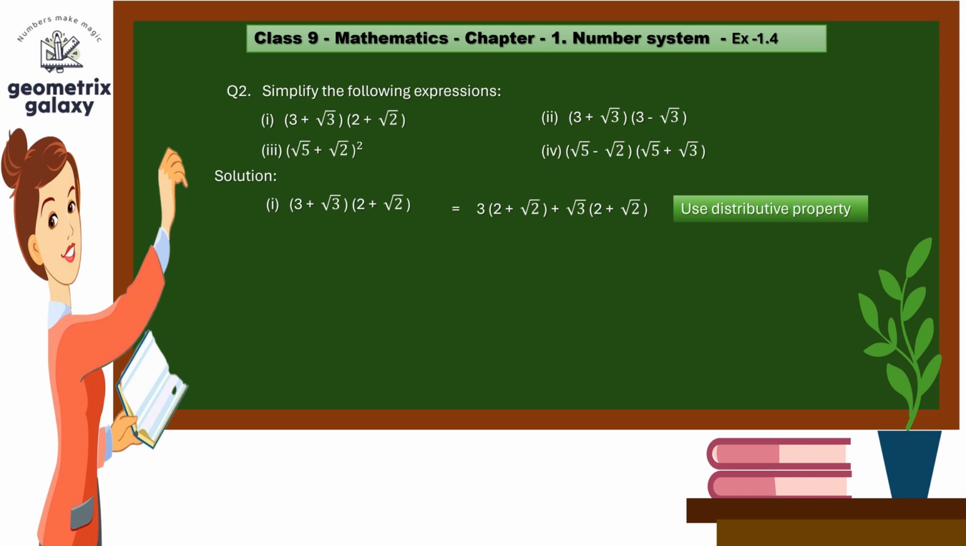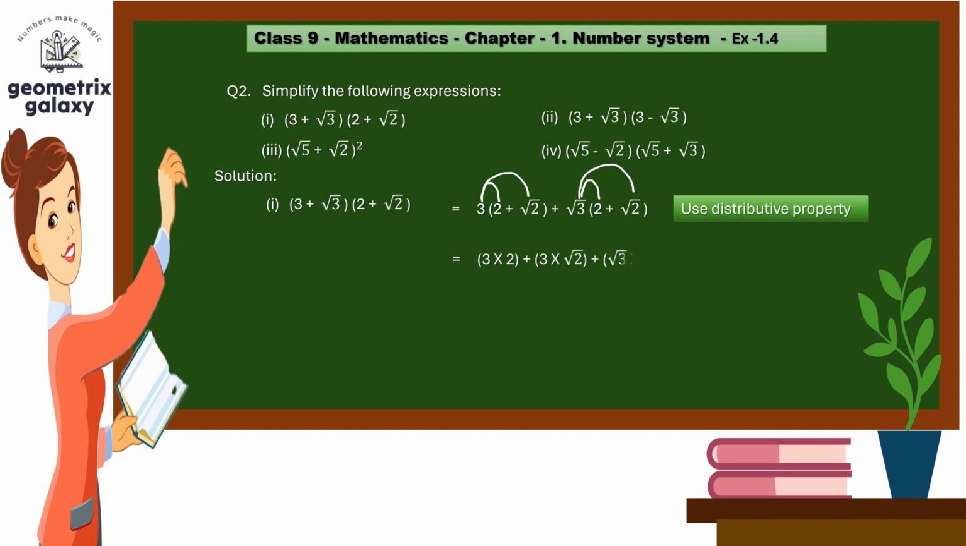Now take the first term of first binomial and multiply the second binomial. That is 3 into 2 plus root 2. Similarly, you take second term of first binomial and multiply the second binomial. That is root 3 into 2 plus root 2. Now using the distributive property, we will first multiply 3 with 2, then 3 with root 2. Next, by root 3 we have to multiply 2 first and next root 2. Let us see what happens next.